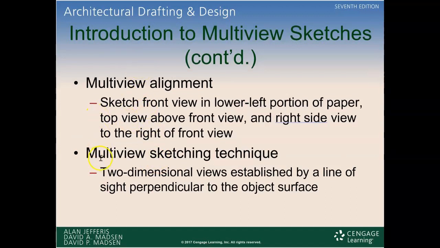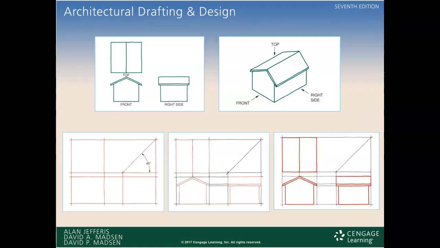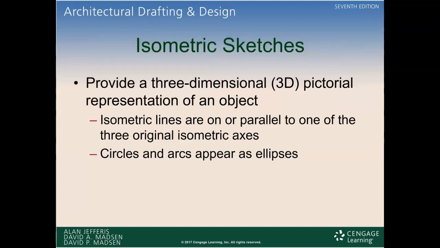Sketch front view. Multi-view sketching technique is the two-dimensional views established by a line of sight perpendicular to the object surface. So in hand drafting, we're going to do a lot of this, but it's an important concept that to recreate something, you have to make it into an informative drawing. So front, top, and right side can be translated into 3 dimensions. So we'd probably be drawing the 3 dimensions and not thinking like this, but when we want to rebuild this, we would lay it out like this so we can accurately build it.